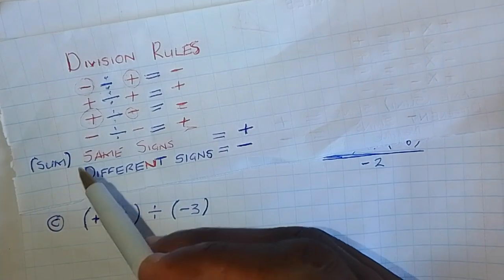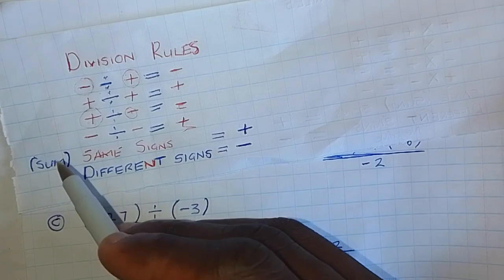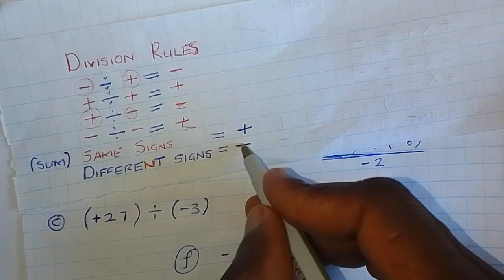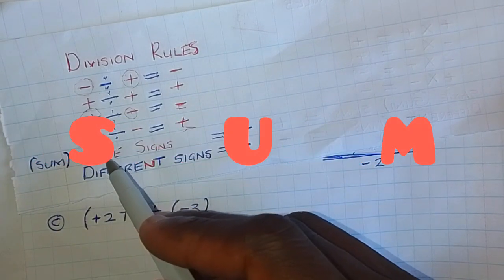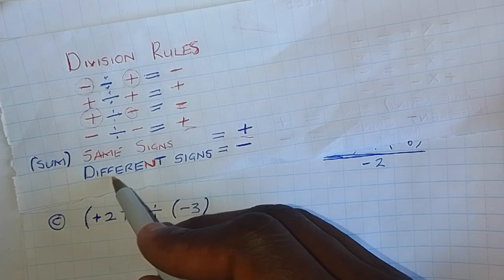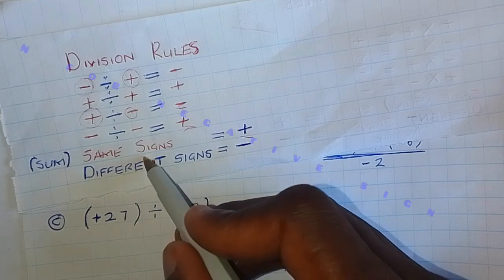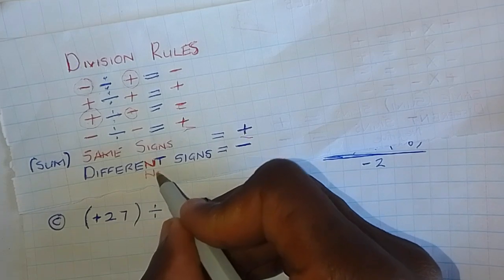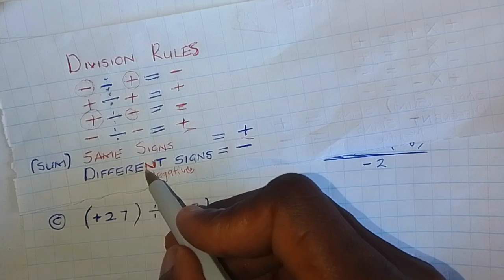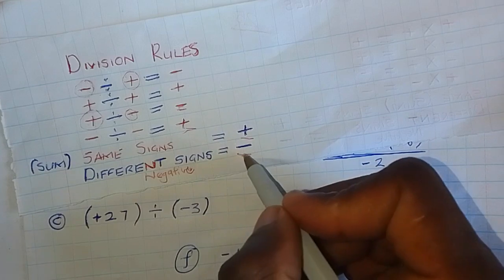Let's look at this trick that I've put here for you. The trick is in the pronunciation of the word sum. We all know that in mathematics the word sum is associated with adding, the positive sign. So if the signs are the same, the final result will be positive. If the signs are different, you can see that I highlighted the letter N using a red pen here. So let's write negative here. If the signs are different, the final result will be negative.